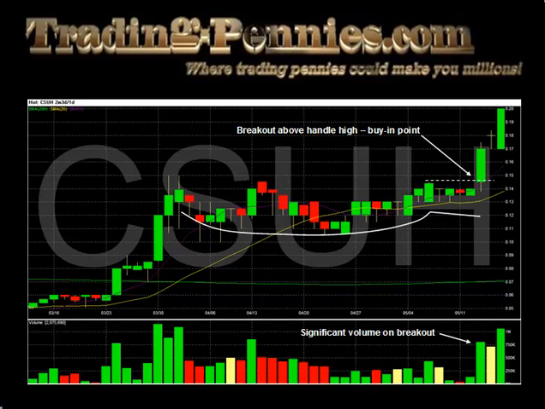The breakout. The classic breakout and entry point is when the stock breaks the high of the handle on significant volume. With significant, we mean 50% greater than the average daily volume. Breakouts on little volume should be suspect.